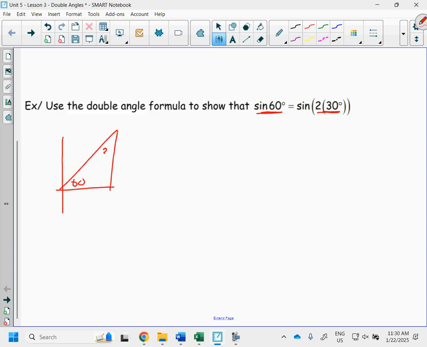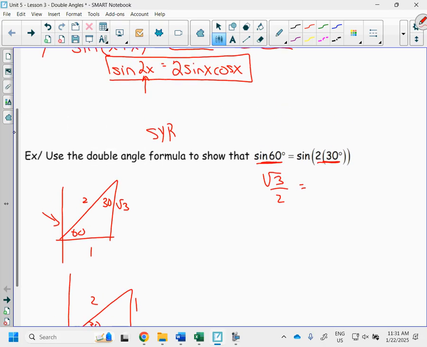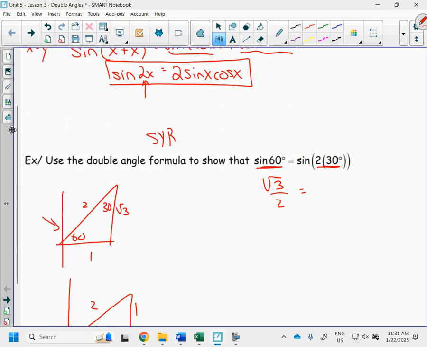60, and let's do the 30 also. The sine of 60, making sure we're using the 60-degree one, would be y over r. So how about root 3 over 2? That's the sine of 60. On this side, the sine of two 30s, well, if we take our formula up here, a double angle is made up of 2 times the sine of whatever x happens to be. In this case, x is 30, right? And the cos of 30.